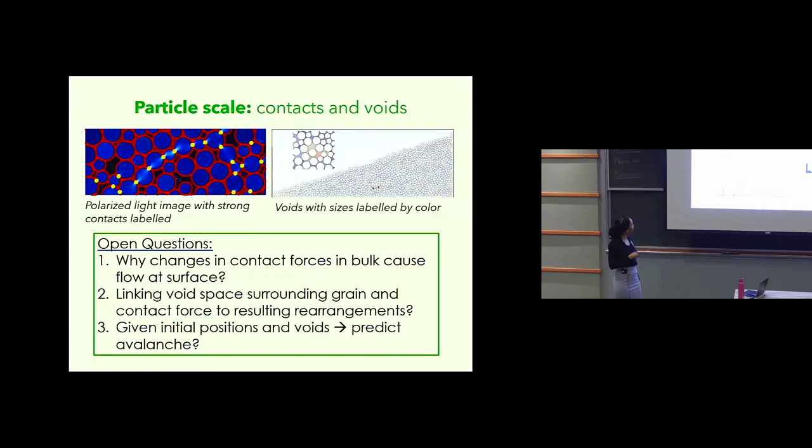Lastly, an open question in this area is that we want to be able to ultimately link information about each grain's void space and the contact force that it's experiencing to the resulting rearrangement that the grain shows. It would be great to be able to get initial positions of grains and their void spaces, knowing the force network, and then be able to say, will this pile have a failure event? How will this pile's creep behavior be exhibited? It would be great to ultimately make that connection between what's happening at the scale of the grain to the flow that we observe in our pile.